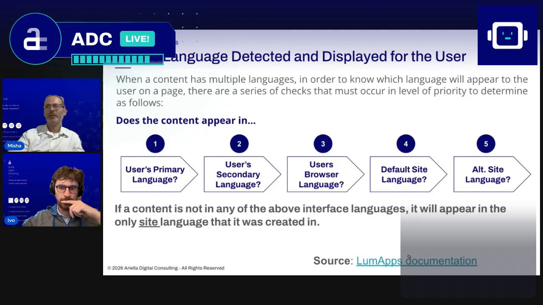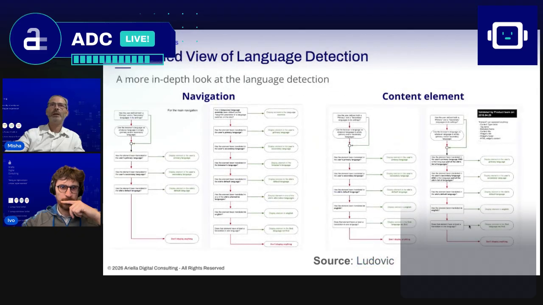And here's a documentation source, so you can read more about it. We'll share the slide deck afterwards on the Hive. This is a little bit more going down to the weeds. This is a logic tree of how languages are configured, both in navigation as well as in the content element.